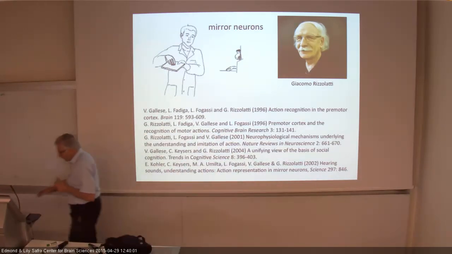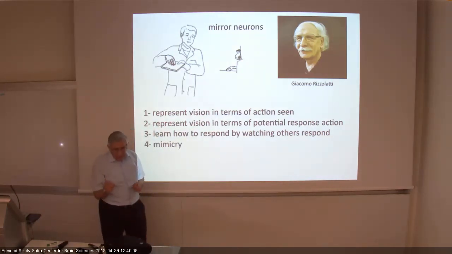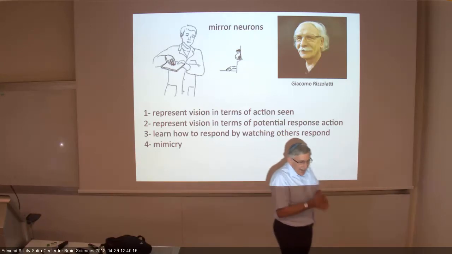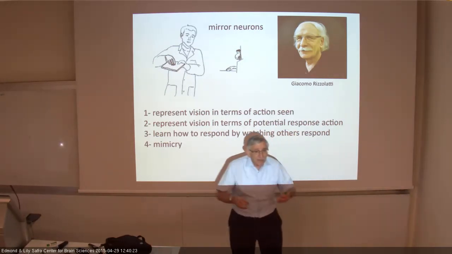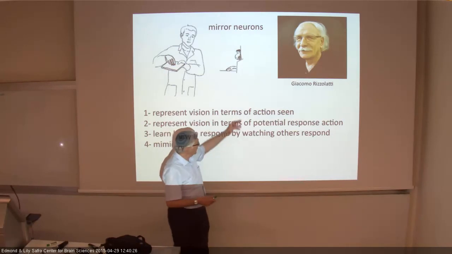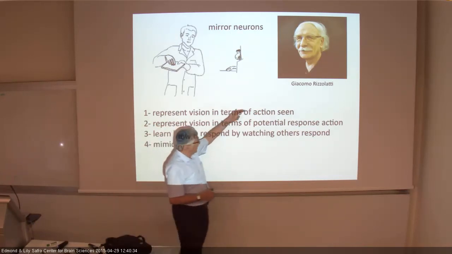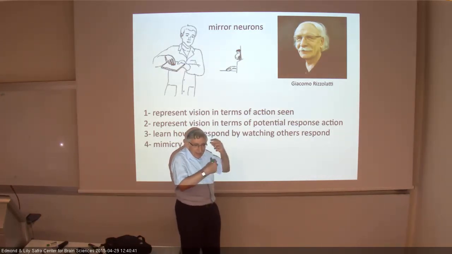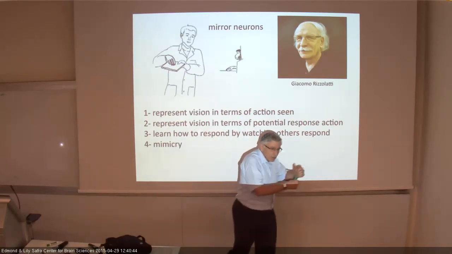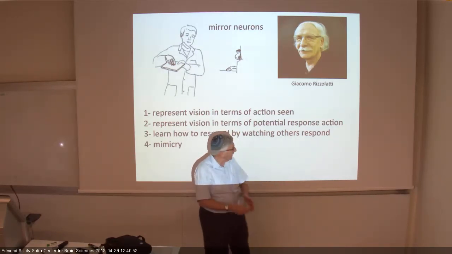So there are a few points here which I want to make. Number one, we represent vision in terms of the action seen. I see an action, and therefore the separation between vision and action, between visual cortex and motor cortex, is not an absolute separation, but rather I'm seeing in terms of the action. Number two, we represent vision in terms of a potential response to the action. So it's either mimicry, seeing the same action again, or my own response to the action. When I see my grandmother, I not only see her, I also plan going close to her and giving her a hug. It's part of the perception. It's not that after I perceive, then I plan an action.